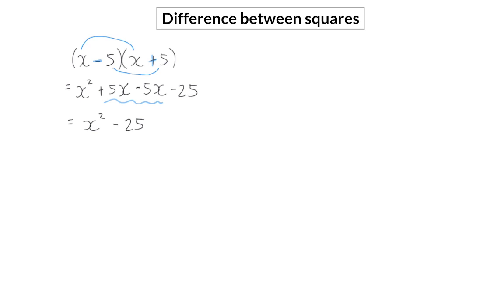This answer will always consist of two terms that are perfect squares, meaning they have a perfect square root, and the sign in the middle will always be a minus, a difference, because you multiply a minus by a plus. Now we are going to work backwards and factorize these two terms.